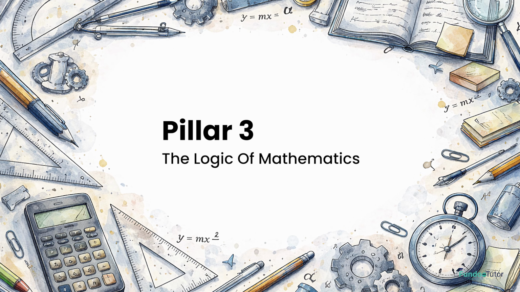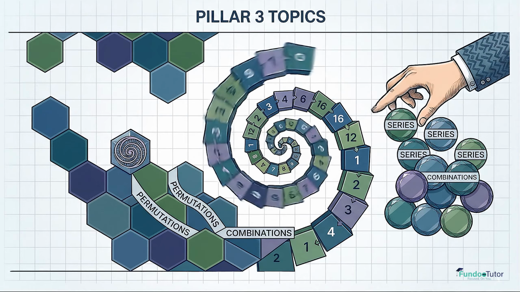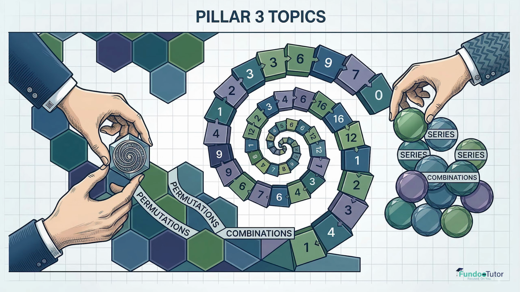And that brings us to pillar 3, the logic of mathematics. Here, we're shifting gears a little. It's less about physical shapes and way more about discovering the hidden rules and patterns that govern numbers. We're talking about structure, order, and how things are arranged. This pillar is built on 2 super powerful topics. First, permutations and combinations, which is basically the math of arranging and selecting things. And second, series, which is all about studying the patterns and sequences of numbers, like arithmetic and geometric progressions.